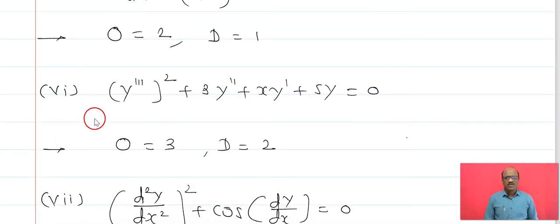Now the problem number 6, that is y triple dash, that is, it is differentiated 3 times.